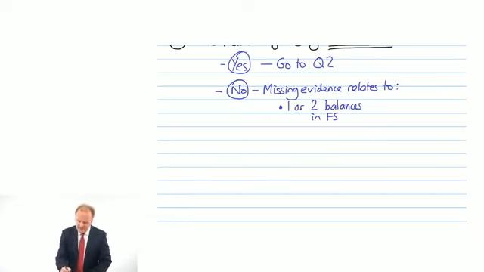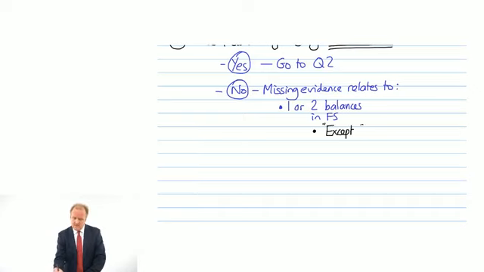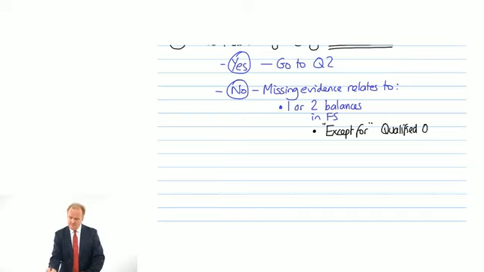Okay, so if it's only 1 or 2 balances and you've got evidence for everything else, then most of the numbers in the accounts you can say whether they're true and fair or not. The problem is these balances because you're missing the evidence. What you're therefore going to do is issue something called an except for opinion. Now this is known as a qualified opinion, and it's called except for because those are the words you're going to use.